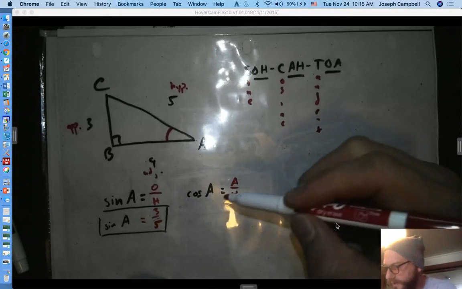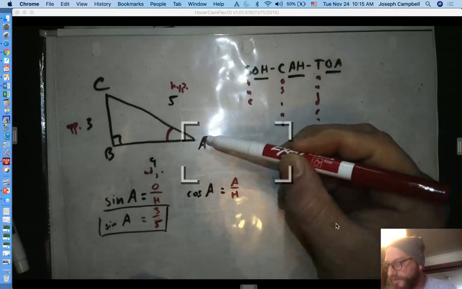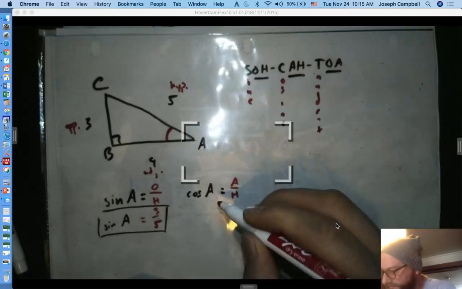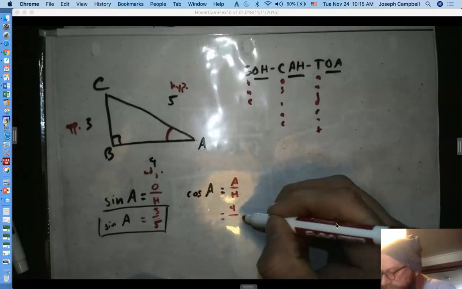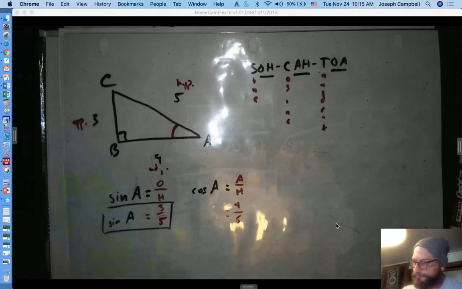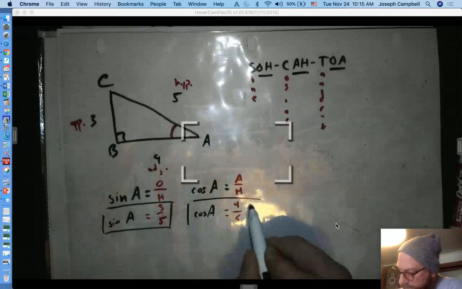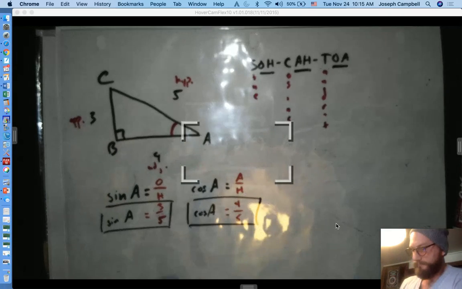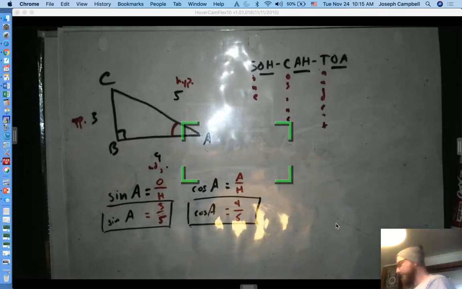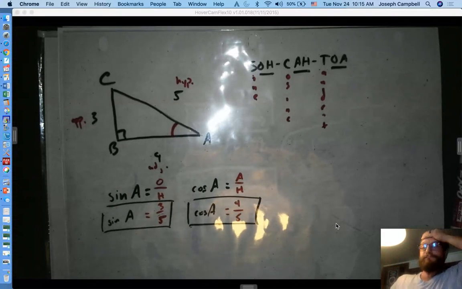Okay, so cosine of A is the ratio of the adjacent to the hypotenuse. So what's adjacent to A? It is 4. The hypotenuse is still 5. So the cosine of A is equal to 4/5. All right, so far so good. Talking to you as if you're there.